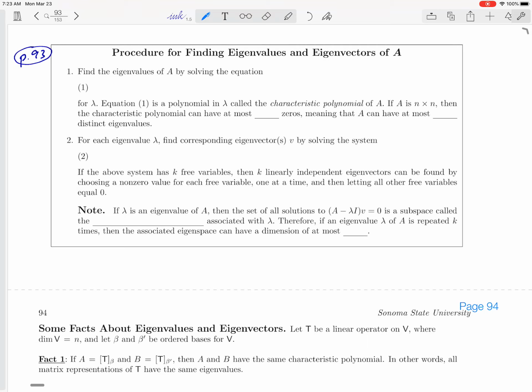Okay, so first, in this process of finding eigenvalues and eigenvectors, we're going to start by taking the determinant of our matrix A minus lambda I and setting it equal to 0. Okay, that's the same process that we talked about before. Let me see if I can write that a little bit more neatly here.